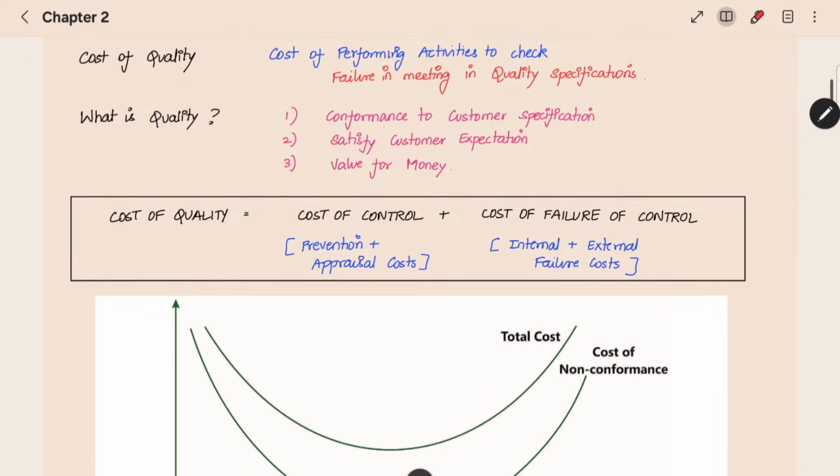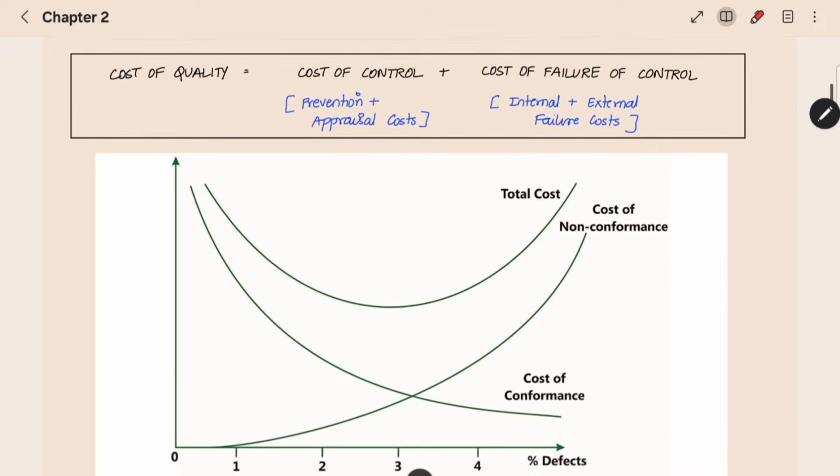What is quality? Quality means conforming to the customer specification. If the customer asks for some specialized product, you have to give it as per the customer requirement. You have to strictly follow the customer requirement. You have to satisfy the expectation. What will the customer expect? He will expect to receive a good working product. There should not be any fault or damage in it. That you should satisfy. The customer should get the value for money. If these three conditions are satisfied, that is called as a quality product. If there is any problem in these three conditions, then it is not a good quality product.